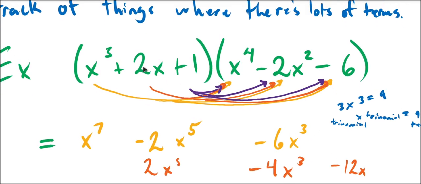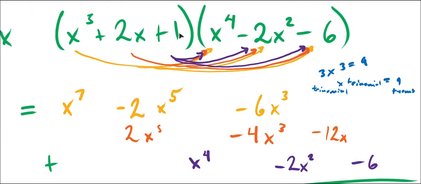Now let's move on to the 2x. So the 2x times x to the fourth, that's going to be 2x to the fifth. 2x times minus 2x squared is minus 4x cubed. And 2x times minus 6 is minus 12x. Moving on to the last one, we have 1 times these terms. So this is just x to the fourth minus 2x squared and minus 6.